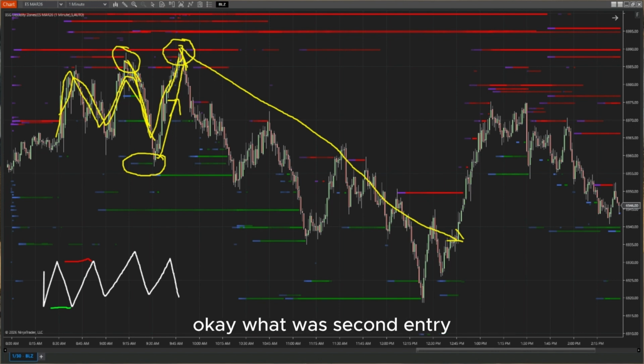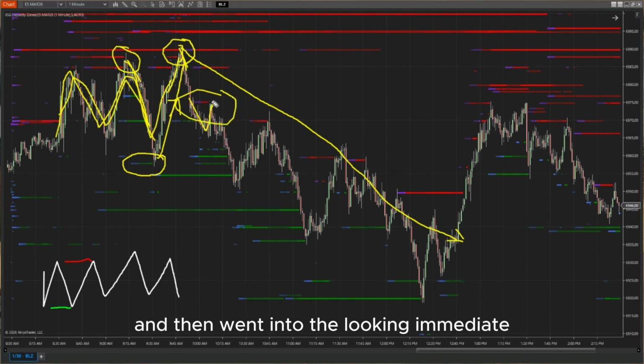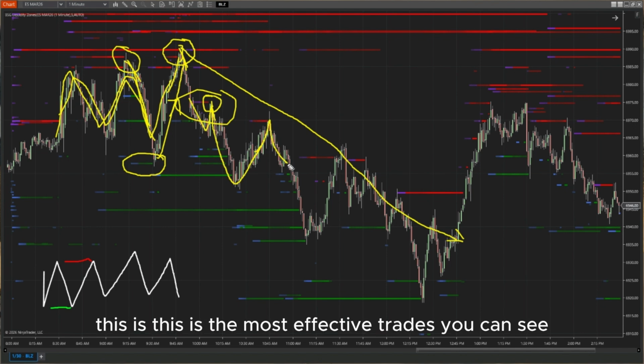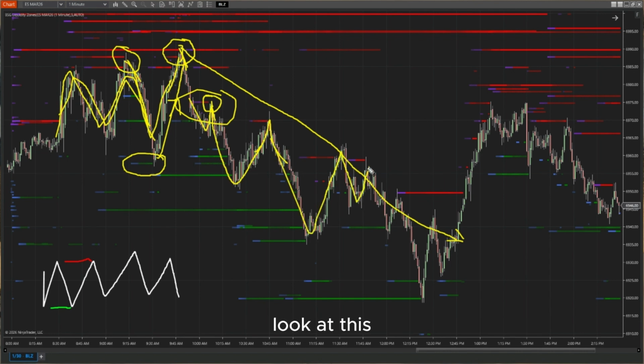Where was the second entry? Look at that. Price pulled back down and then went into the liquidity, didn't even go above, immediate rejection. So this is the second entry. Goes back down, pulls back up and goes up. Look at that. There's another liquidity there. Once the price took the liquidity out, rejection again. These are the most effective trades you can take. Again, look at this.